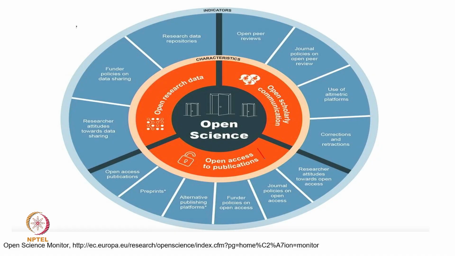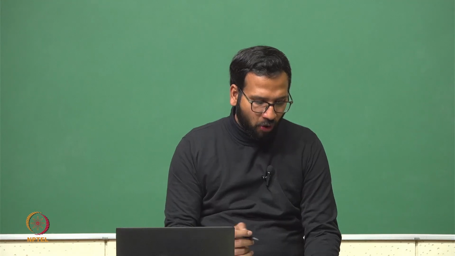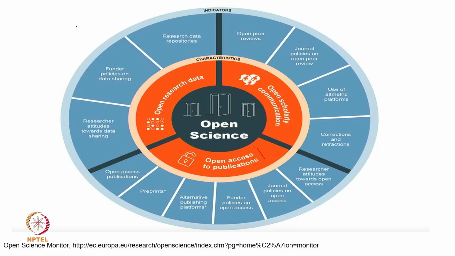So let us now understand the components of open science with the help of this monitor. It represents that there are three key characteristics of open science. The first is open access to publication. Then the second is open research data, and the third is open scholarly communication. So the first component, open access to publication, includes open access publication, preprints, alternative publishing platforms, funder policy on open access, and journal policy on open access.